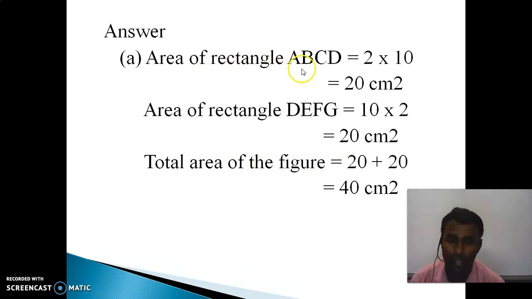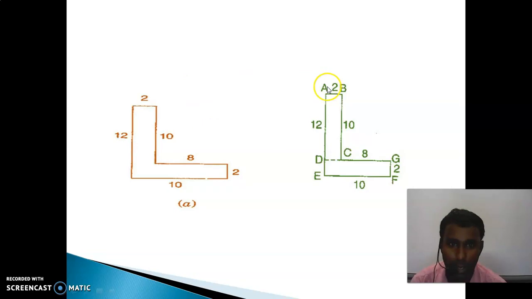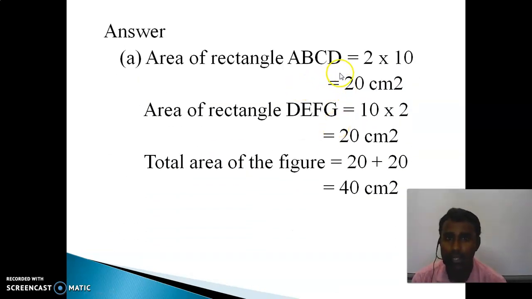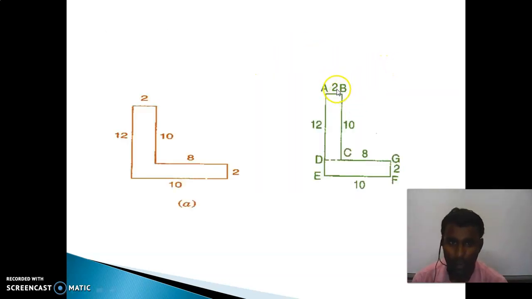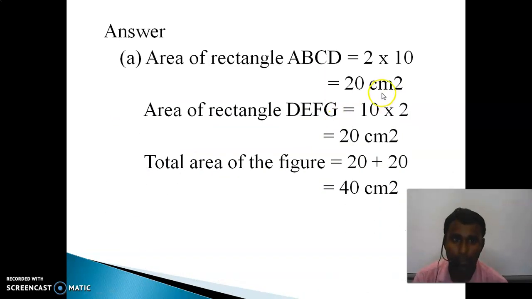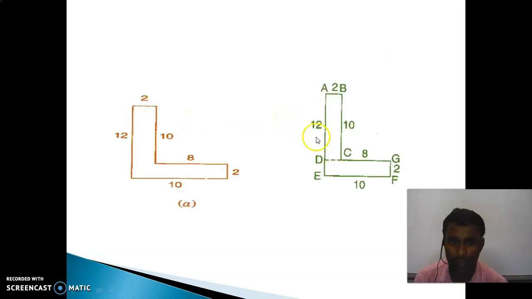Area of rectangle ABCD: see here, 2 into 10, because this is breadth and this is length, so 2 into 10, 20 centimeter square. Then the area of rectangle DEFG. This one 2 means this also 2. This one 10, this one 8 only they gave. From this 2, that means from C to G only 8.